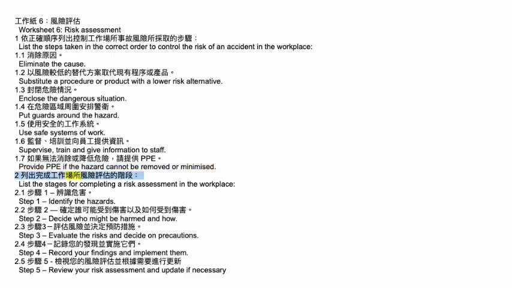2. List the stages for completing a risk assessment in the workplace. 2.1 Step 1 Identify the hazards. 2.2 Step 2 Decide who might be harmed and how. 2.3 Step 3 Evaluate the risks and decide on precautions. 2.4 Step 4 Record your findings and implement them. 2.5 Step 5 Review your risk assessment and update if necessary.